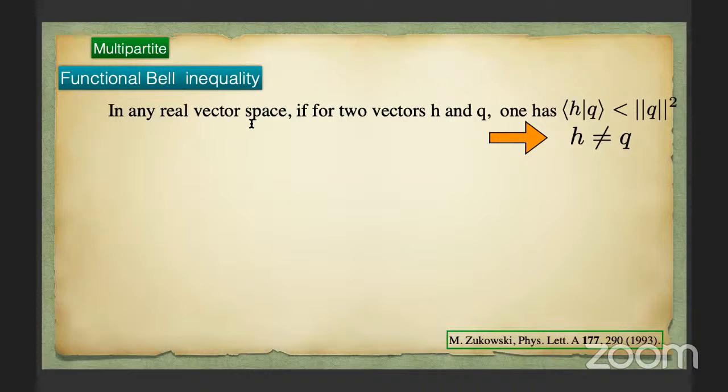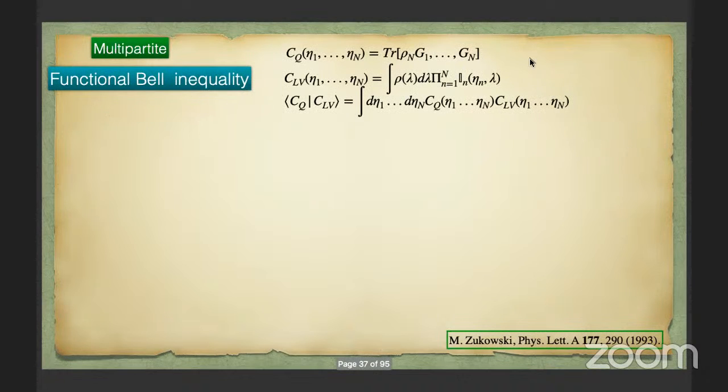In any real vector space, if you have two vectors, H and Q, then we know this Schwarz inequality, which tells us that the inner product between H and Q will be strictly less than the norm of Q squared, and that implies that H is not equal to Q. And now you can already guess that I take H as the quantum correlations and Q will be the local hidden variable model. So this is what exactly we have written.